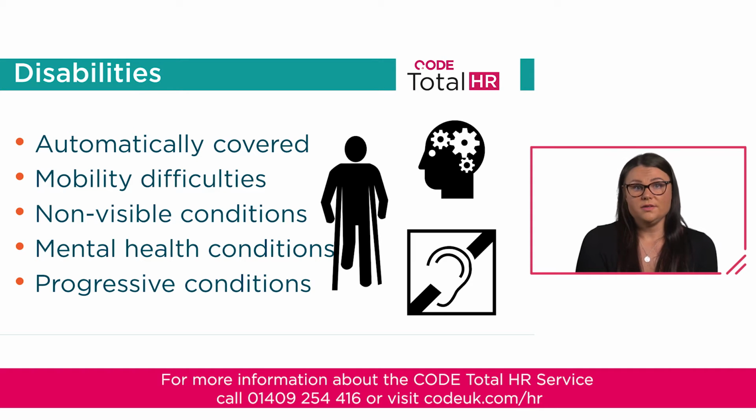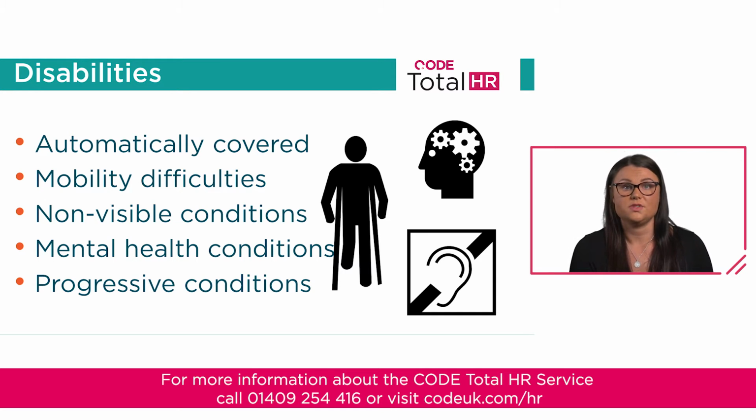The first condition is mobility difficulty, and mobility difficulties can be triggered by various different types of conditions and illnesses. So, for example, arthritis, or it could be a loss of a limb. Those types of conditions will potentially be covered as a disability under the Equality Act.